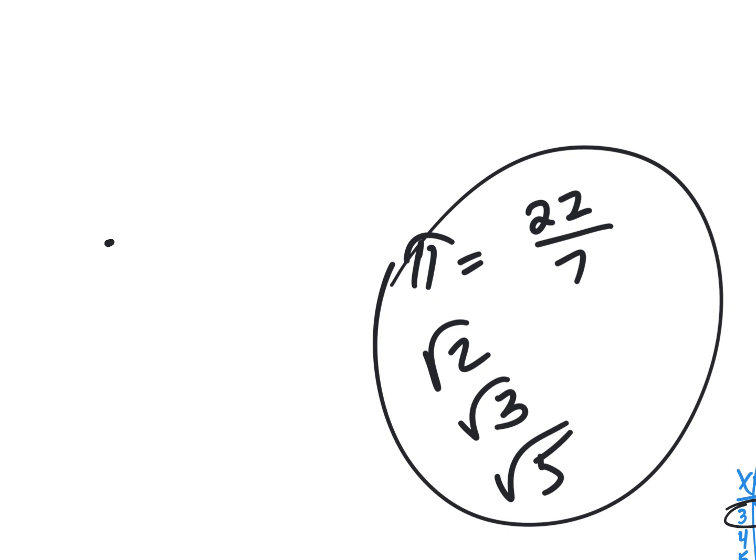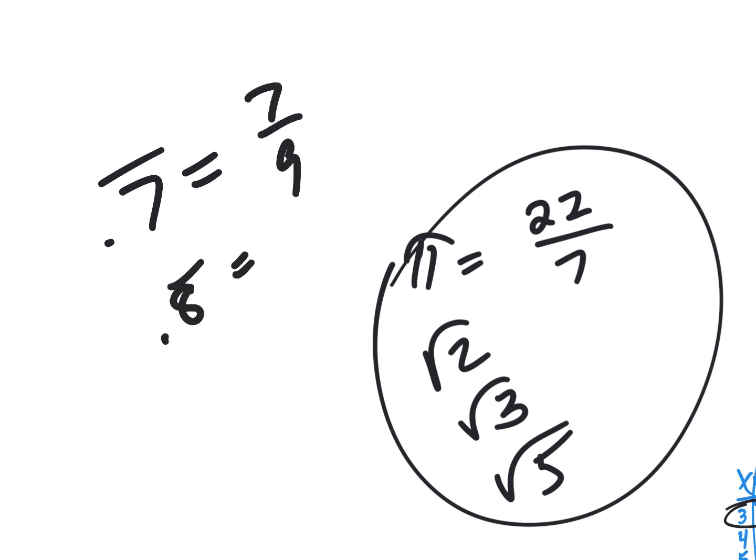What if it repeated? Well, then you could write it as a fraction, like 0.7 repeating. What's that? You guys know the repeating ones? Well, you're going to find out right now. 7/9. 0.8 repeating. What's that? 8/9. And this one's going to hurt your head a little bit. 0.9 repeating. Let me lay some facts on you.